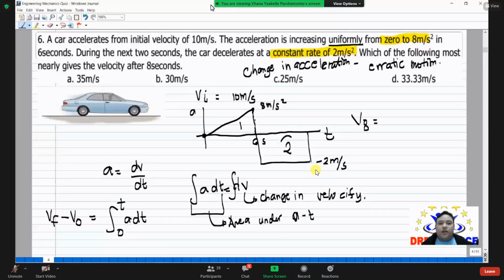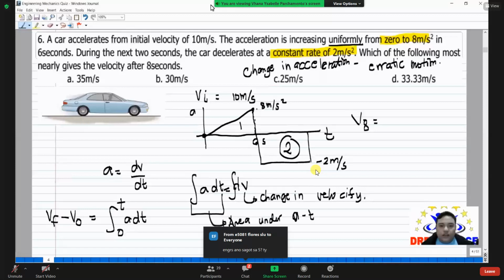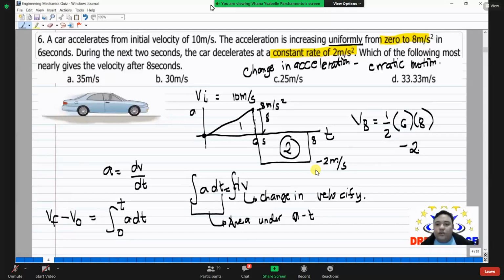Area 1 is a triangle. So yung ating height is 8, and ating base is 6. So that is 1/2 multiplied by 6 times 8. Dito sa area 2 natin, that is in the negative domain kasi nag-decelerate siya, so minus yung area ng rectangle. That is from 6 to 8, yung length niya is 2, multiplied by yung width, which is 2 also.